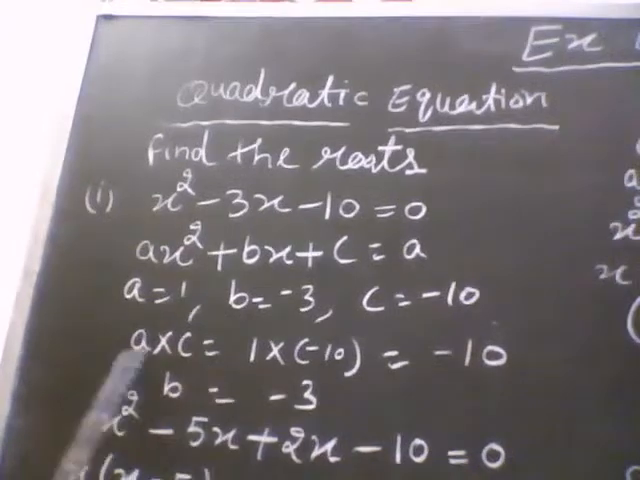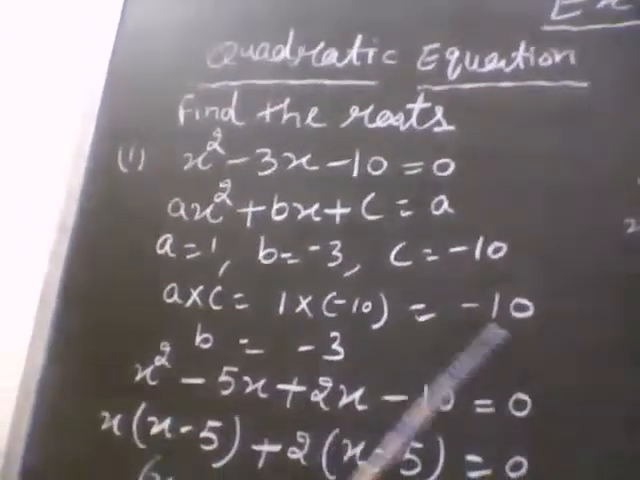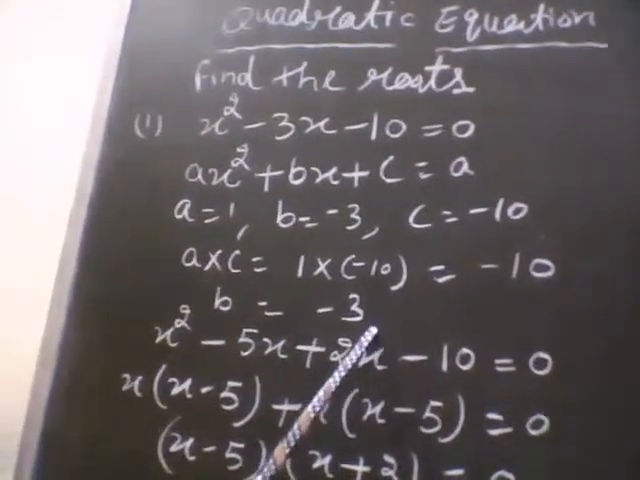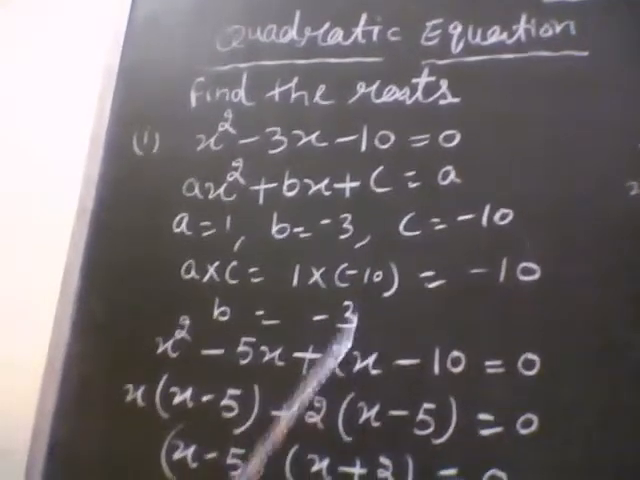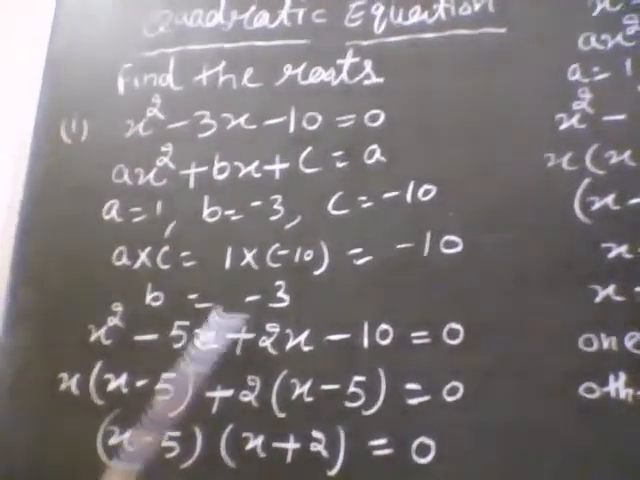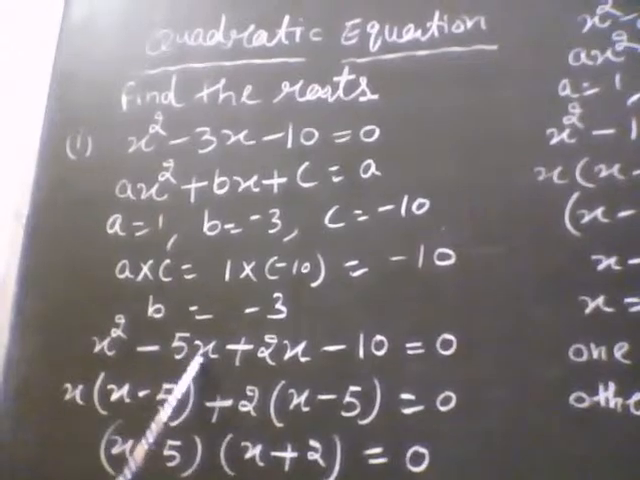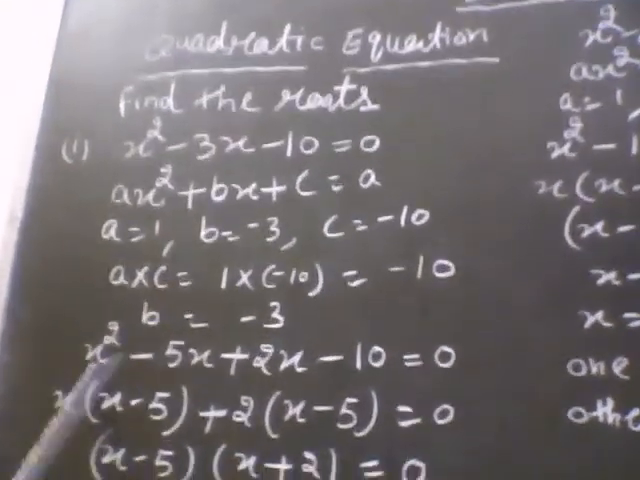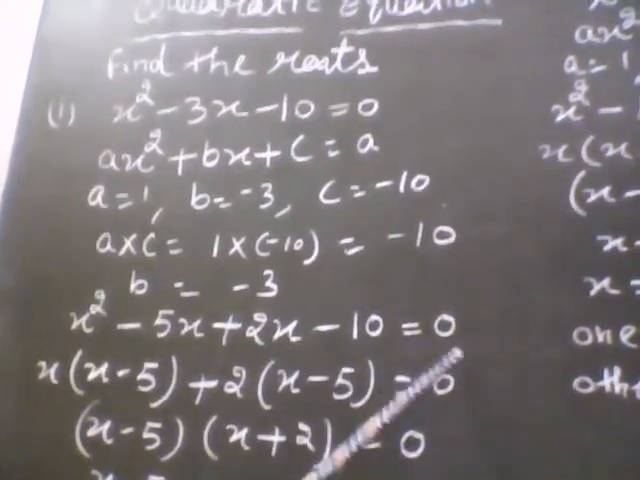Now we'll find out a into c, that is 1 into minus 10 is equal to minus 10, and b is minus 3. Now we have to split the 3 in two parts so that their product is minus 10 and by subtraction we get minus 3. So the two numbers are minus 5 and plus 2. So for this 3x, we can write x square minus 5x plus 2x minus 10 equal to 0.